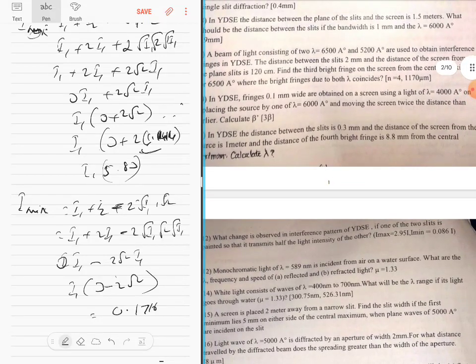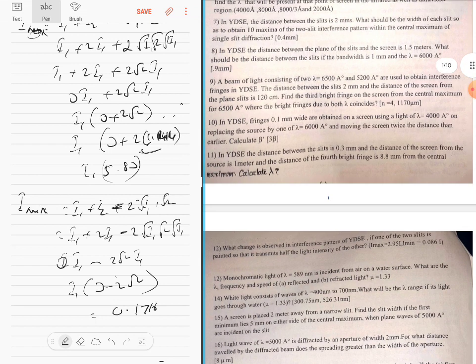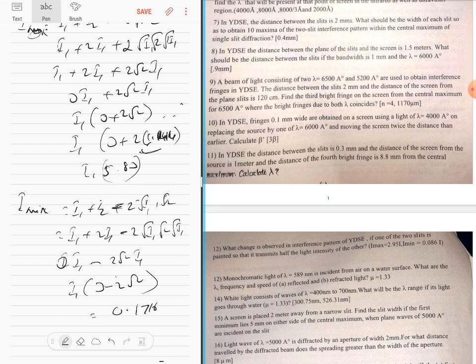The question asks: what change is observed if one of the slits is painted so that it transmits half the light intensity of the other? Half the light intensity of the other. I feel what I have done is correct. I don't find any mistake in what I have done.